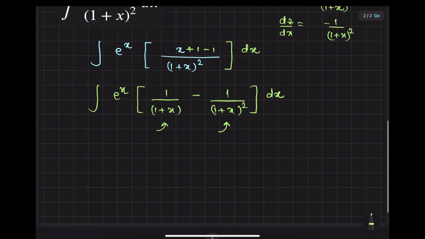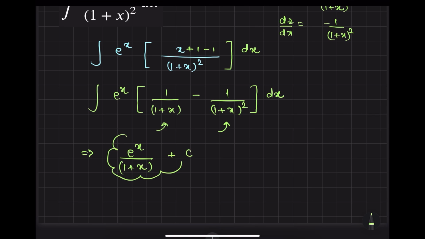Okay, so if we reach this conclusion, we can directly write down the answer as e power x and then f of x. Who is f of x? 1 by 1 plus x, plus integration constant c. So the required answer is this. I hope you got the idea and you can handle similar situations.